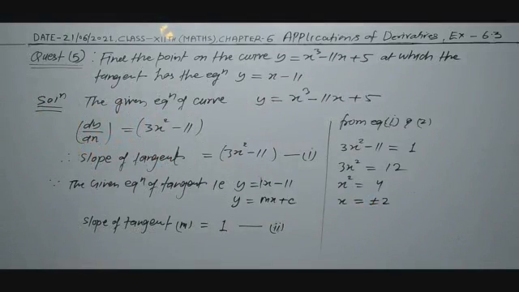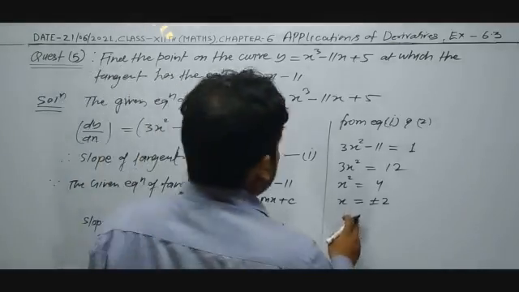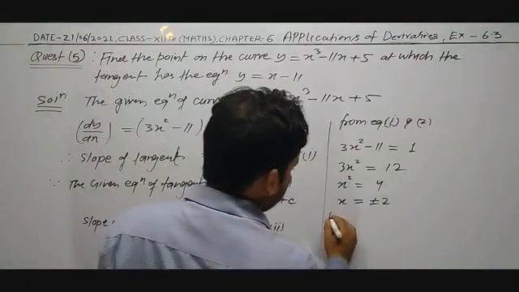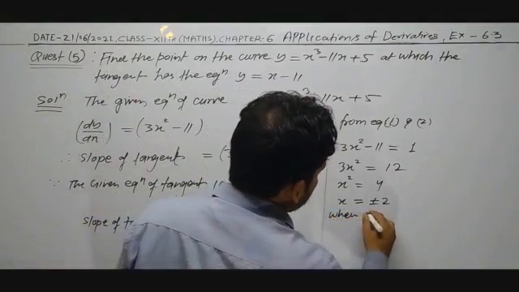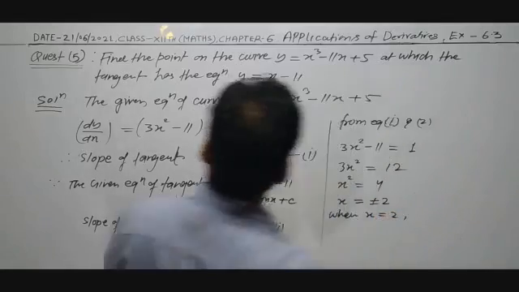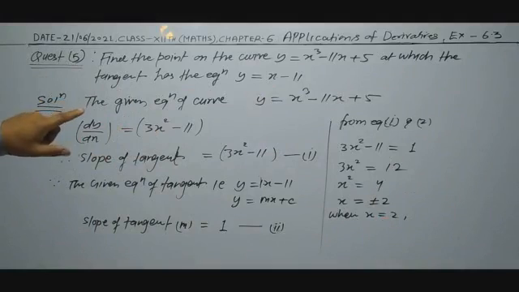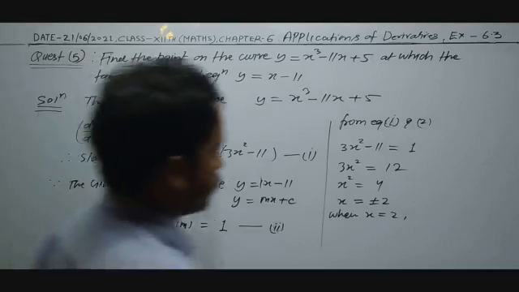And when you put x is equal to plus 2, when x is equal to 2, then what result will you get? X is equal to 2, you will get y is equal to minus 9.